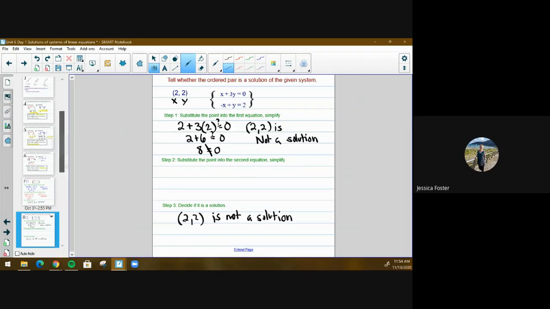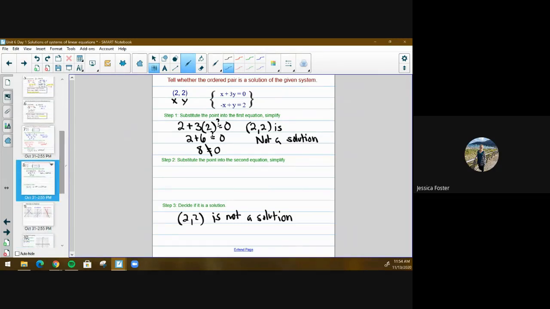All right, there we go. That's how you can check to see if an ordered pair is a solution to a system of equations.